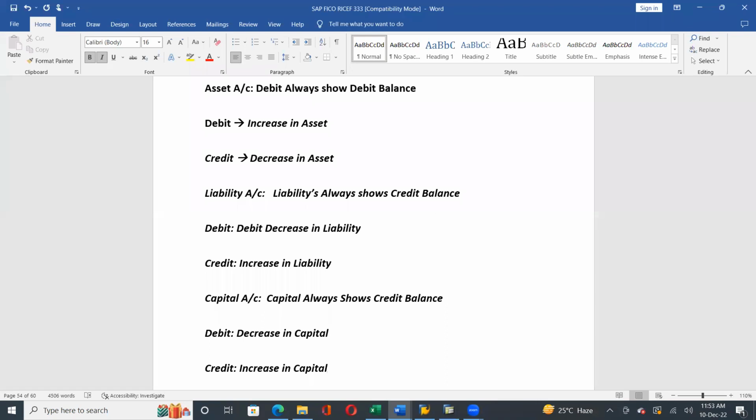Clear everyone? If you are posting an entry as an end user or as a consultant, you need to have clarity on why you are debiting and why crediting. You know all this, but in the implementation part we tentatively forget the basics. That's the reason we are covering this. Any questions on this now? Can you please give an example of the capital account decrease and increase?